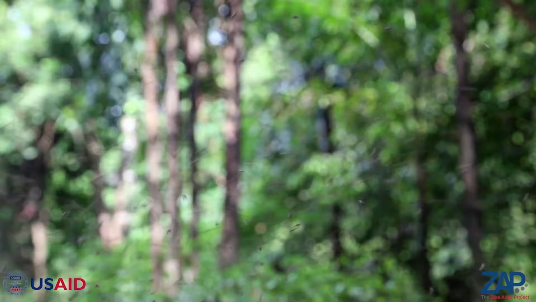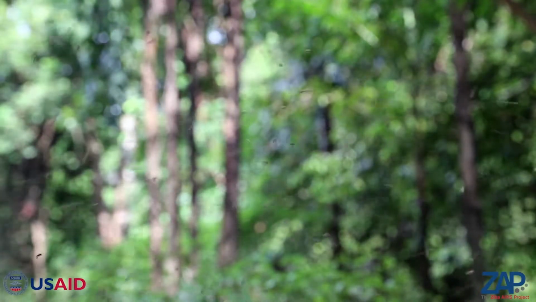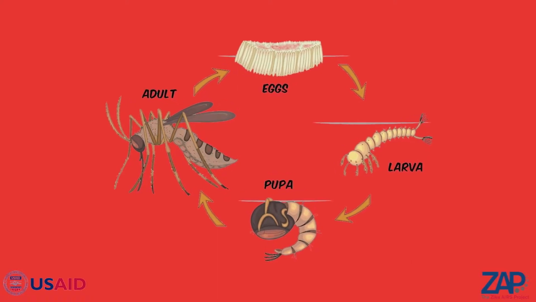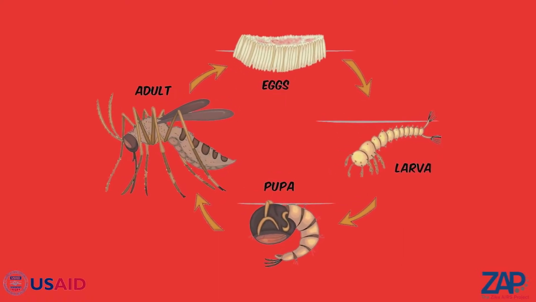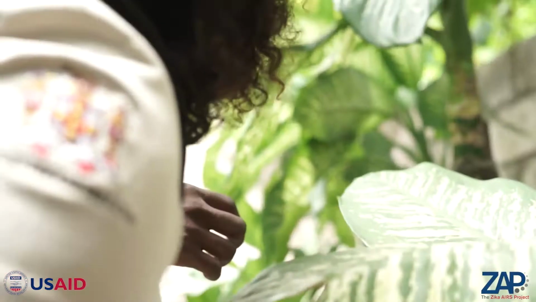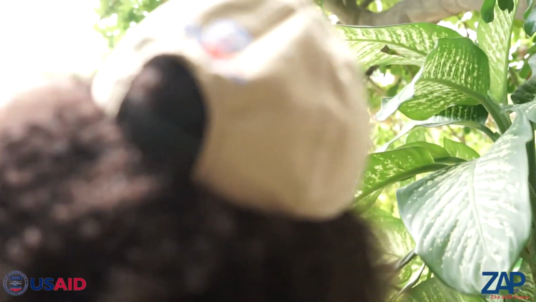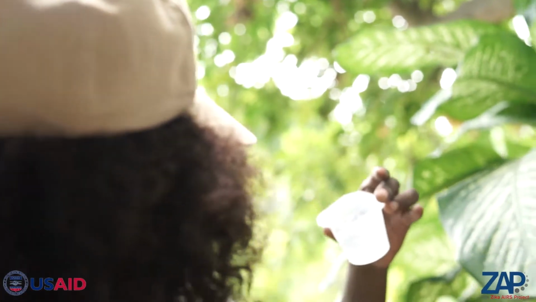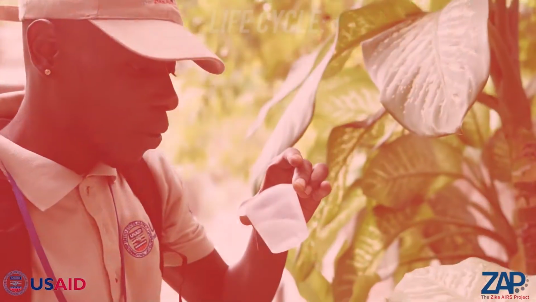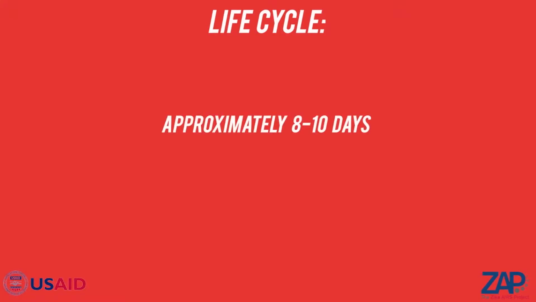All mosquito species undergo 4 distinct stages during their life cycle: egg, larva, pupa, and adult, with the egg, larval, and pupal stages requiring water for further development. The life cycle of Aedes mosquitoes is fairly short. The entire life cycle from egg to an adult takes approximately 8 to 10 days.